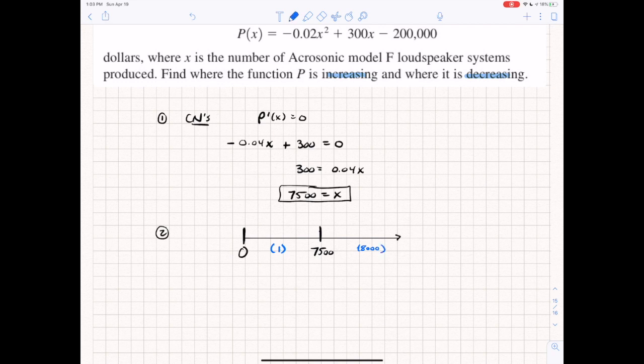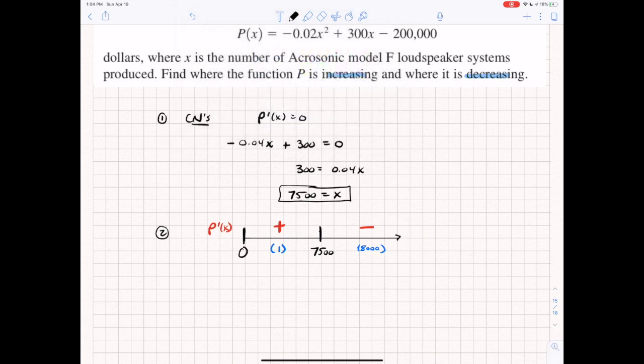I need one more 0. Here we go, to plug in on the right-hand side. Now these values again are going to be plugged into the derivative p prime, and I'm looking for positive and negative, so I'm really again only caring about signs. If you plug one in, you'll see that that should come out to be a positive answer. If you were to plug 8,000 in, you should get an answer that is negative.